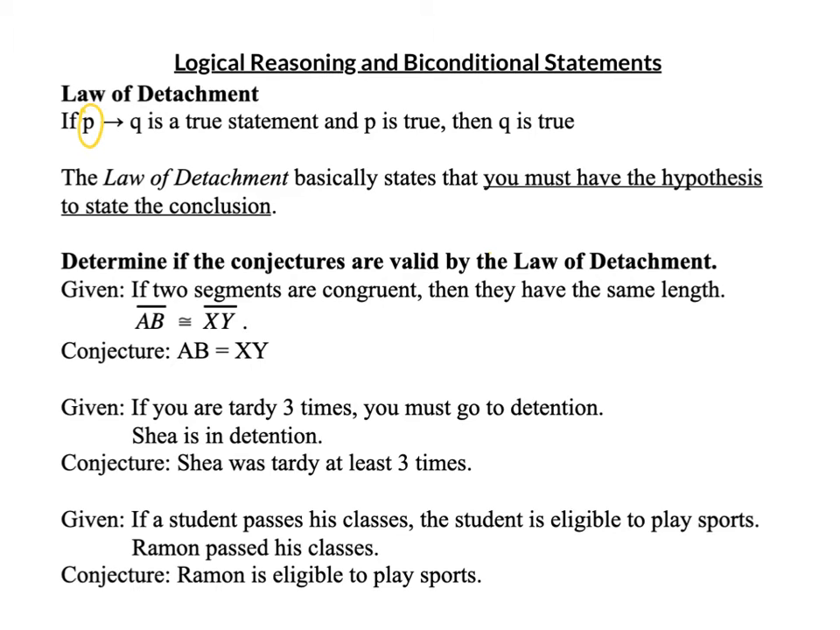So first one, we know the given is what we know to be true. If two segments are congruent, then they have the same length. So we are given also that we have two congruent segments. Now notice this is my P and it implies my Q, and what they've given me is my P. So since they give me the hypothesis, I can state the conclusion. I can state the Q, which is two segments have the same length.